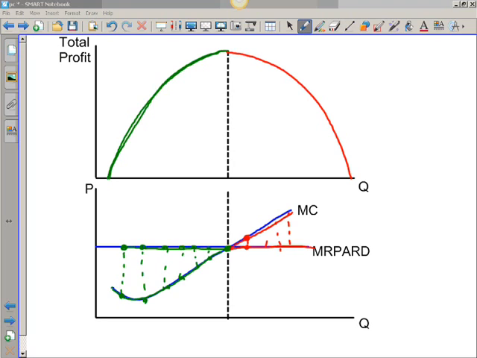So going back again, we see that at that one quantity, the quantity where MR equals MC, on this graph of total profit, the firm's profit is maximized. And they've maximized their profits because they've produced all of the profitable units, but they stopped and didn't go ahead and produce any of the units that did not maximize profits or did not justify their cost.